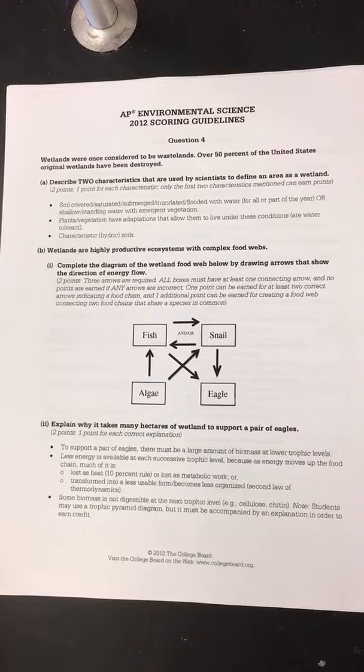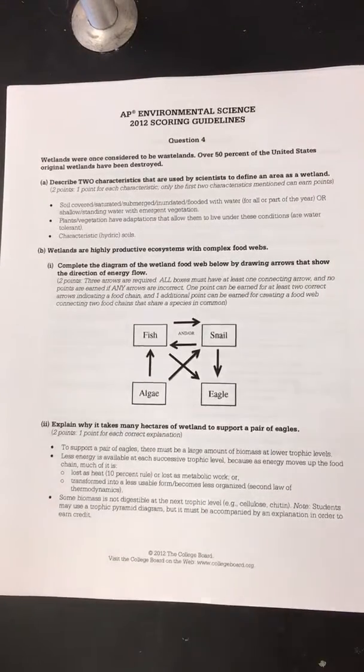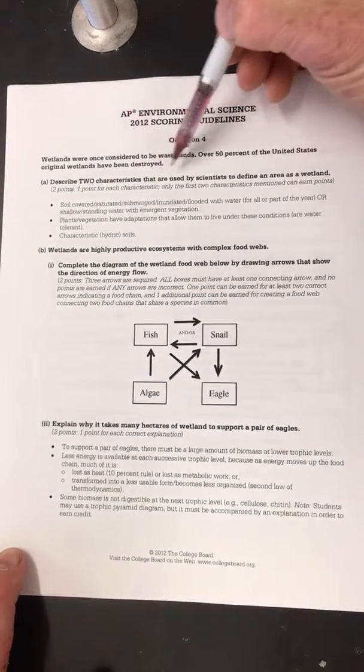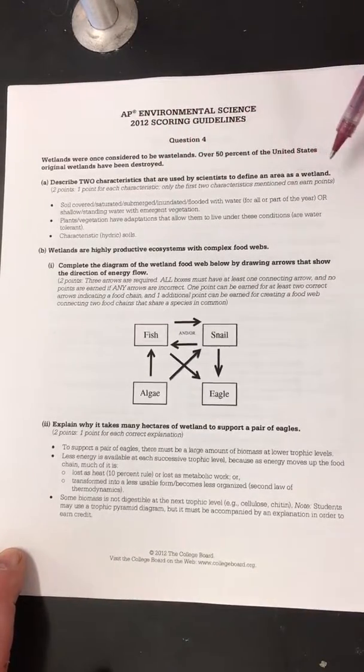Hey AP Kids, this is the wetlands essay that we did on Friday. So the first question was: describe two characteristics that are used by scientists to define an area as a wetland.